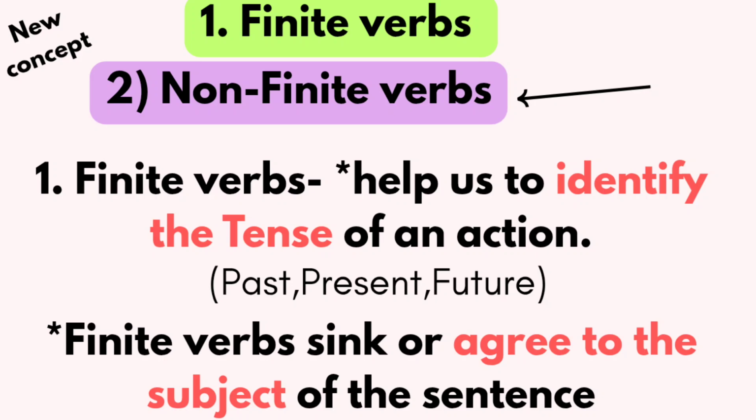Finite verbs help us to identify the tense of an action. So in English we have a total of 3 tenses, right? Past, present, future. So these finite verbs help us to identify the tense of a statement or a sentence or an action, right? This is the first point.